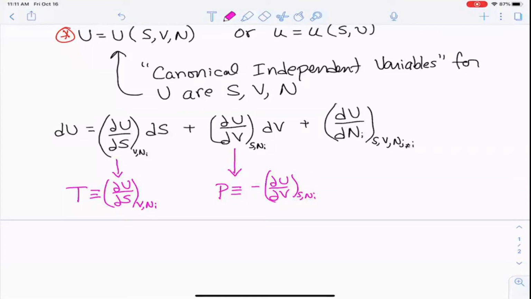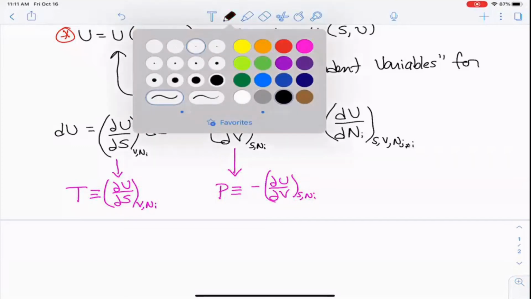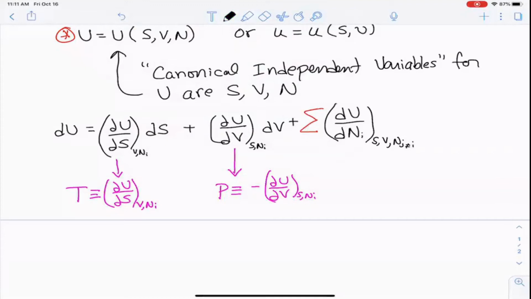And this last term, if we have multiple components, it's not just this one N, but it's actually the sum of all of those. We've used this before in our class. For any one species, this differential, du/dNi, or the change in the internal energy as you add or remove things from the system at constant S, V and all the other stuff, is actually just defined as the chemical potential for species i.